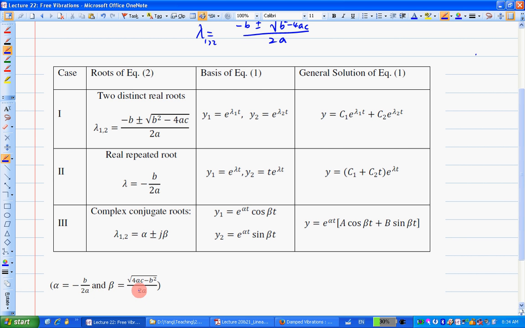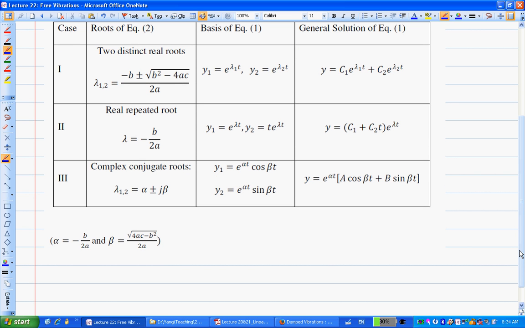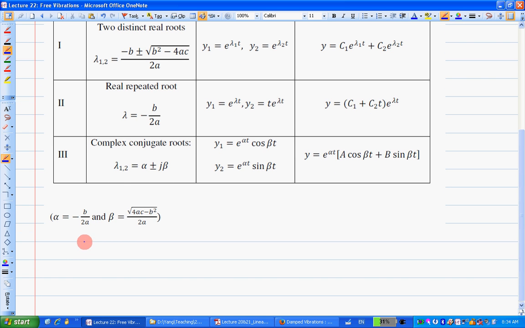So I don't want you to remember these formulas here. I don't want you to remember the formula. I want you to know basically how to get to each one of the cases. Any questions? All good? So let's take a look at a few examples here.